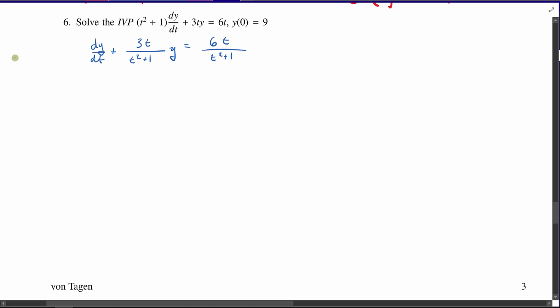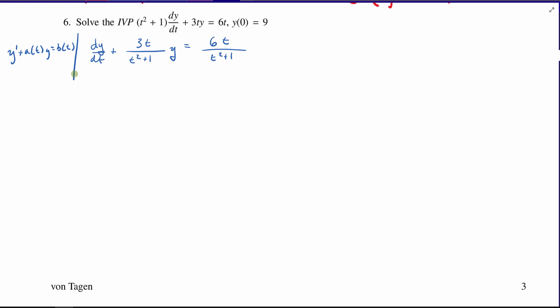1. And this does indeed have the form y prime plus a of t y equals b of t, which in the previous video we said was the form that we can write a linear equation in. So we're able to do so, this is linear, so we can solve it using this integrating factor method.